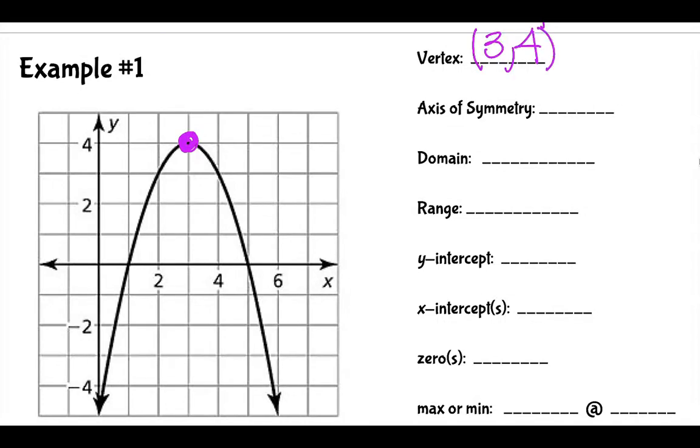Over 3, up 4. And I know that this is going to be a maximum, because I know my parabola is facing downward. And when it's facing down, it's a max. That's the max point.